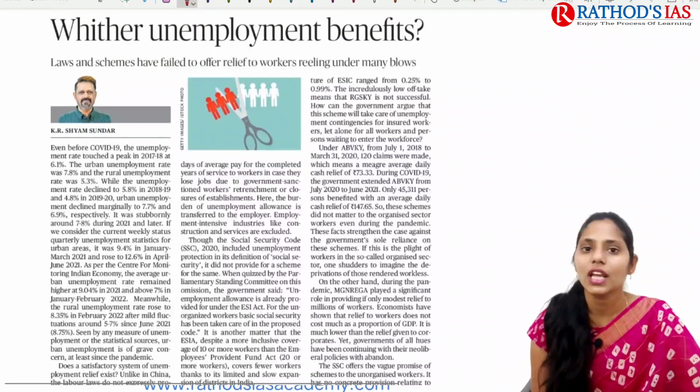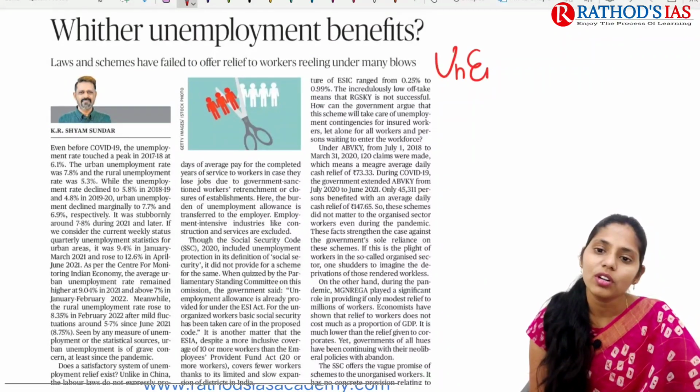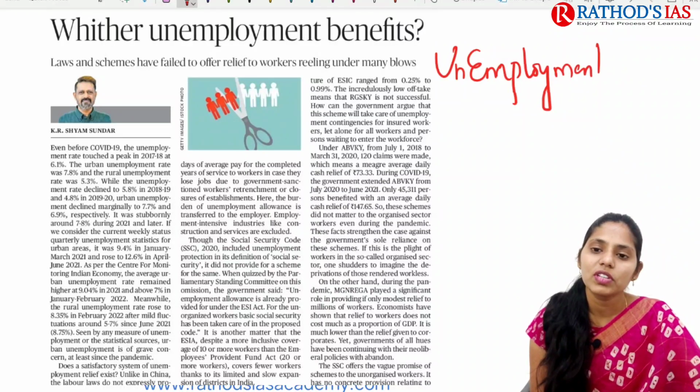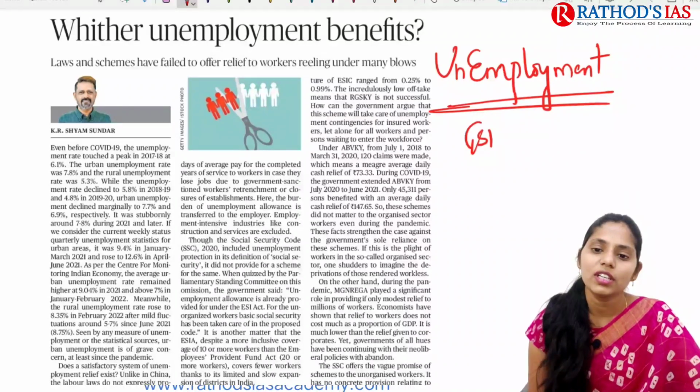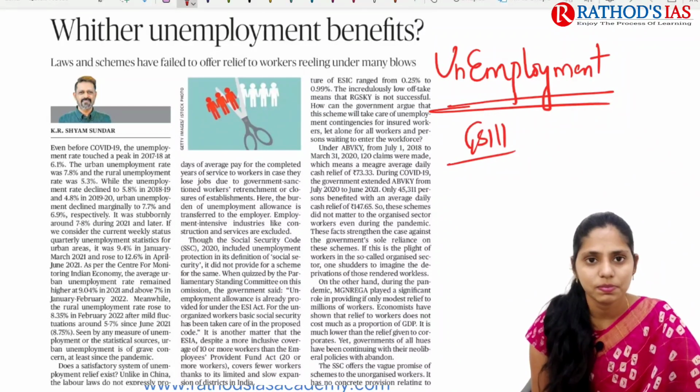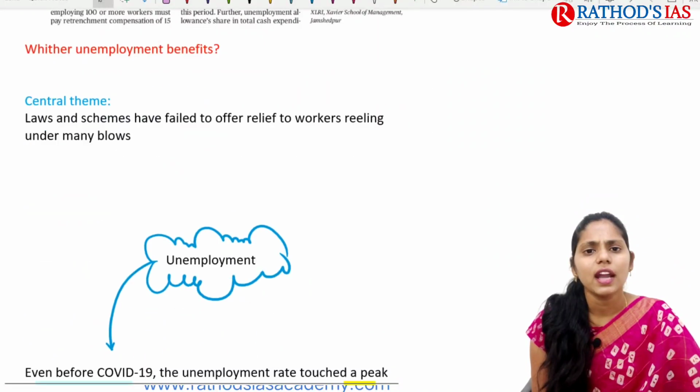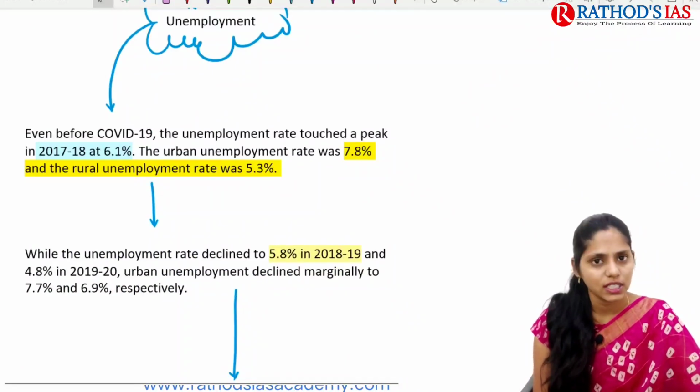And now let us see the next topic. It is about unemployment, which is the main focus of this topic. This article can be studied under GS Paper 2 as well as GS Paper 3, right? And now let us see what the context is.